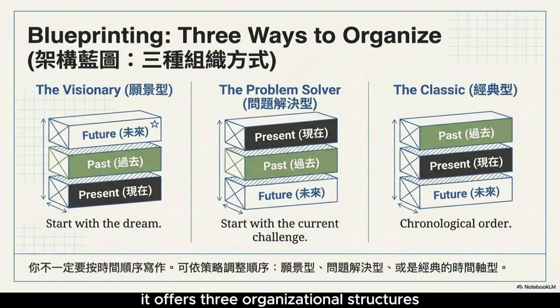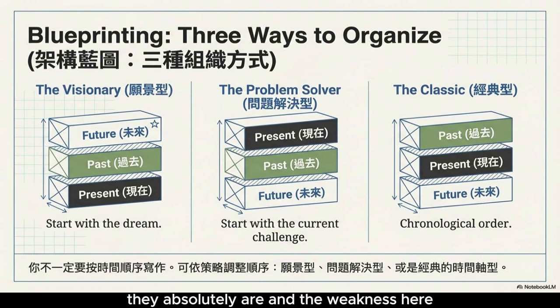Okay, let's look at the structure section on slide 9, the blueprinting slide. Right. It offers 3 organizational structures: the visionary, the problem solver, and the classic. Offering 3 structures is excellent, but it's missing something, like a difficulty rating for new writers. That is a really insightful point. The visionary structure, starting with the future. And the problem solver, starting with the present conflict. Those are high-risk moves. They absolutely are.